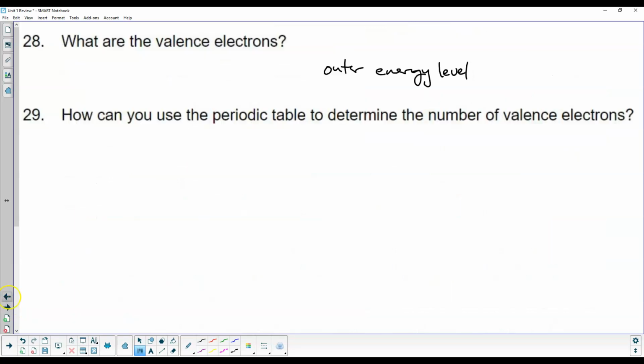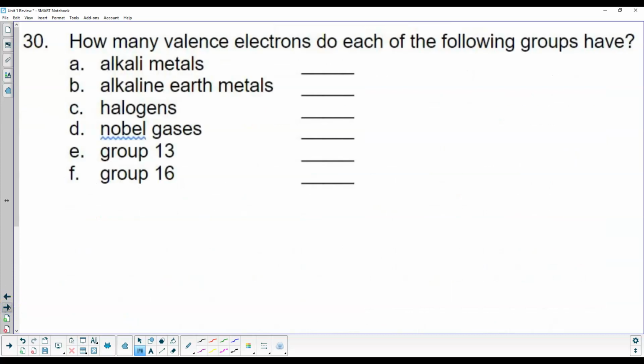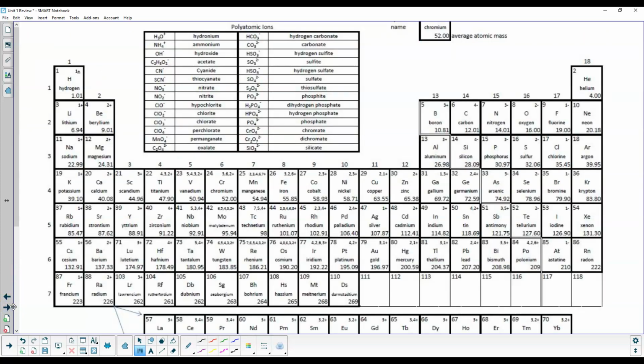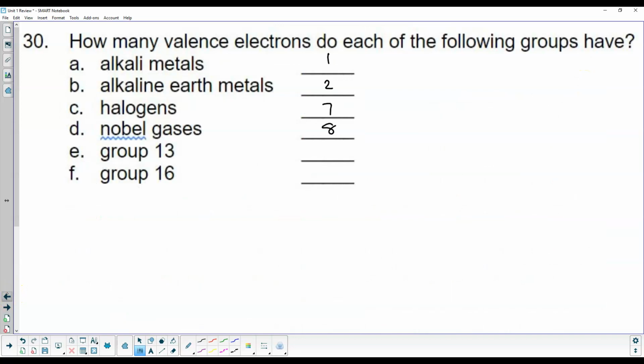So in looking at these, say alkali metals, how many valence electrons do they have? They have 1. Alkaline earth metals, they have 2. Halogens, which is group 17, they have 7. Noble gases are group 18, they have 8. And you guys also realize that is 8 minus helium, right? Helium only has 2. These have 8. This one has 2. It's the only element that really doesn't follow the pattern. Group 13 has 3. Group 16 has 6.